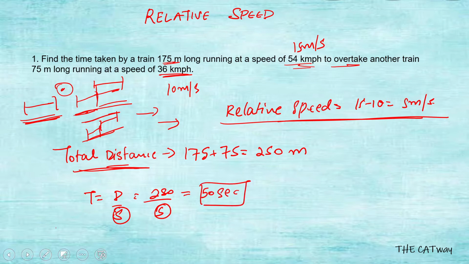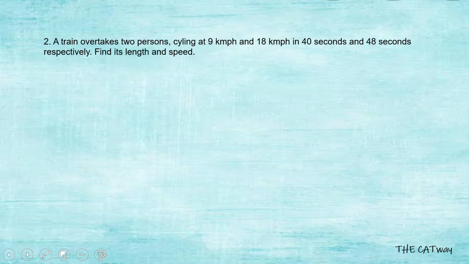Okay, let's move towards the second question. The second question says that a train overtakes two persons cycling at 9 and 18 kmph in 40 and 48 seconds. So first things first, let us convert this 9 into meter per second. So 9 into 5 by 18, this will be 2.5 meter per second, whereas this will be 5 meter per second.